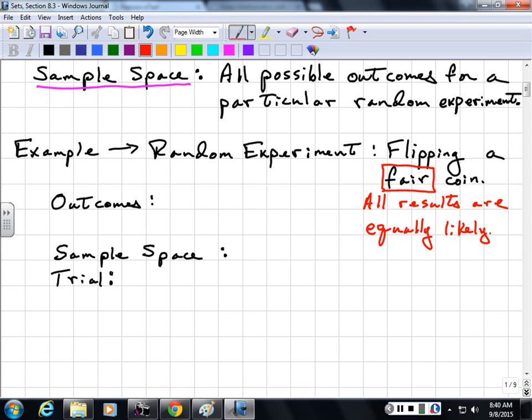So when we say fair, and we're going to define this in a number of different ways, let's talk about what our outcomes are. Remember, one coin. Outcomes are heads or tails.